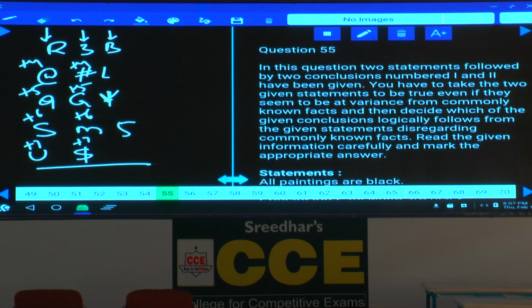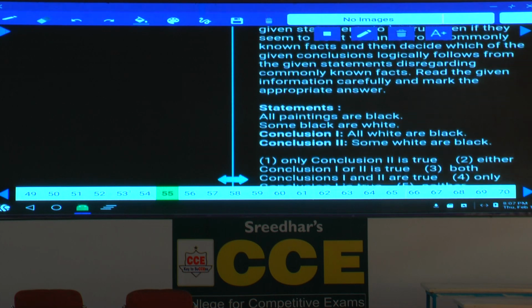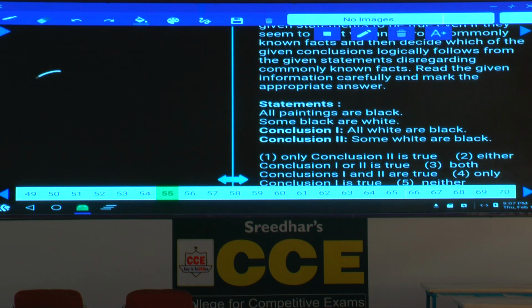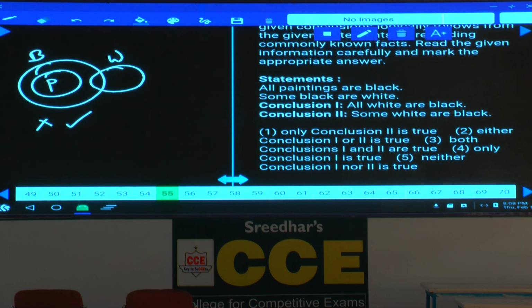Then 55 onwards. Now question number 55 onwards, it is based on syllogisms. All paintings are black. All the paintings are blacks can be written like this. All paintings are black. And some of the black are white. Some black are white can be represented like this. Now these two are what? Affirmative statements. Then first one, all white are black, is it true? No. And some white are black is definitely true. And so only the second conclusion followed, and that too it is an affirmative conclusion, it will be true forever. Choice 1 is the answer.